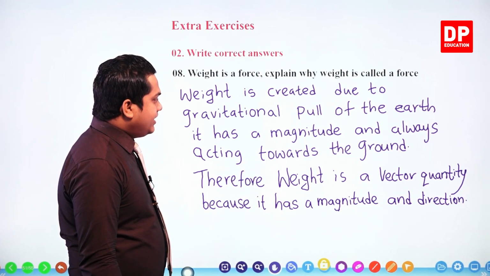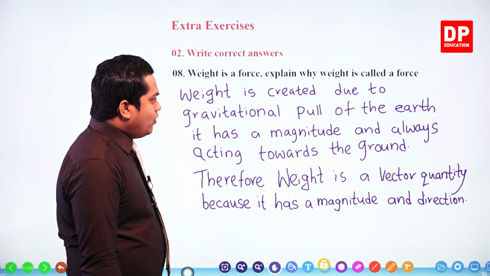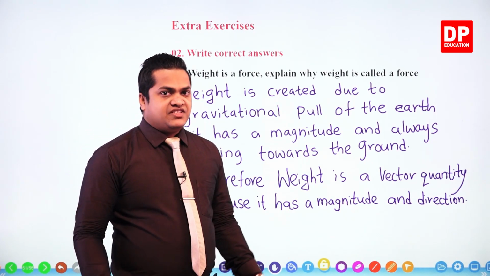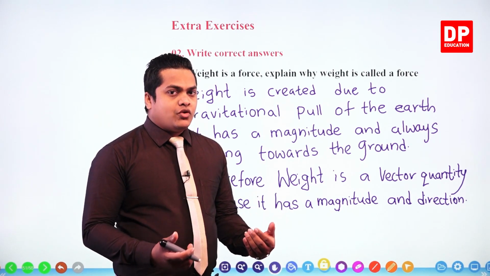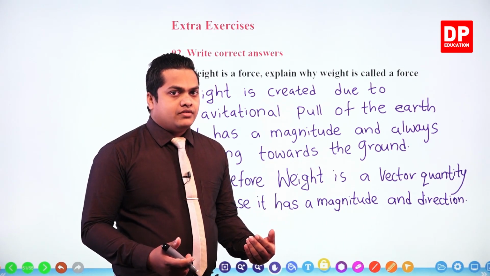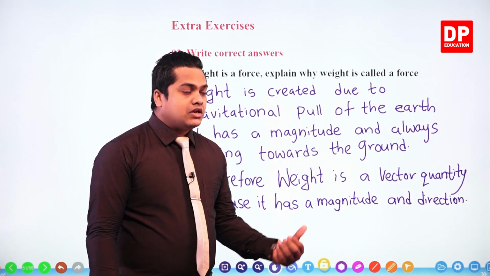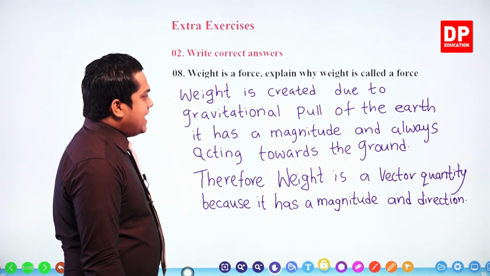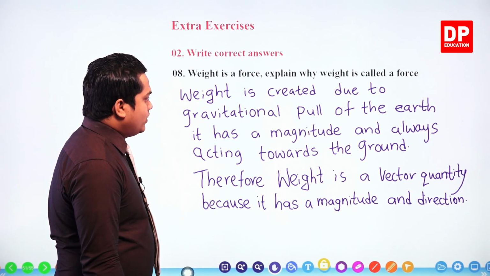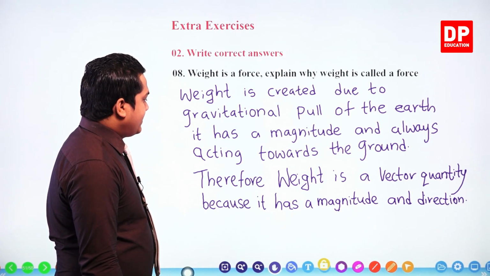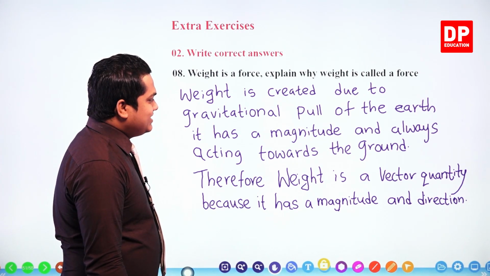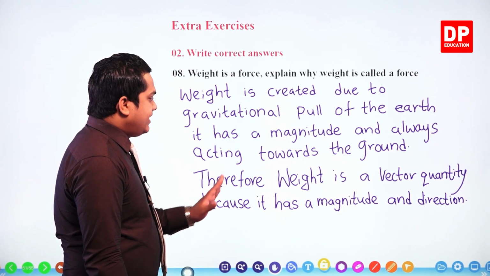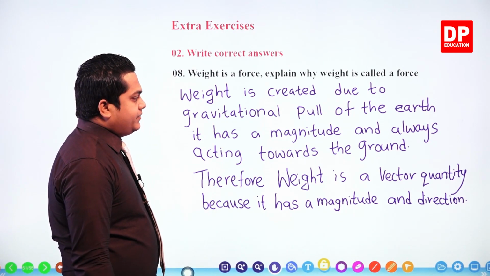It has a magnitude, and it is always acting towards the ground. So it's obvious that if it is a pull, then it should always act towards the ground. Therefore, weight is a vector quantity.